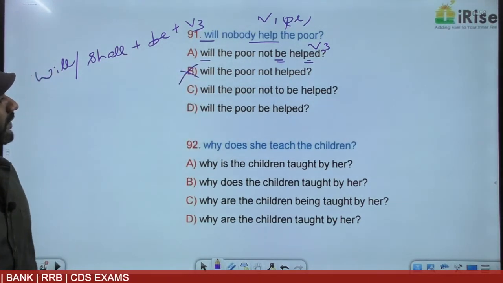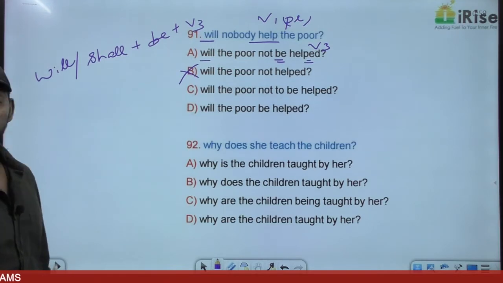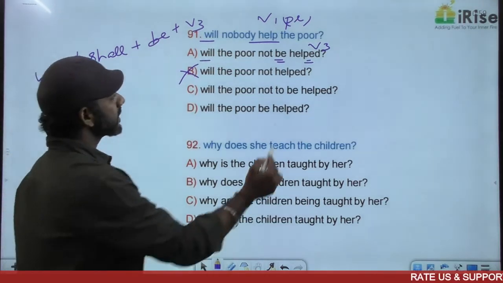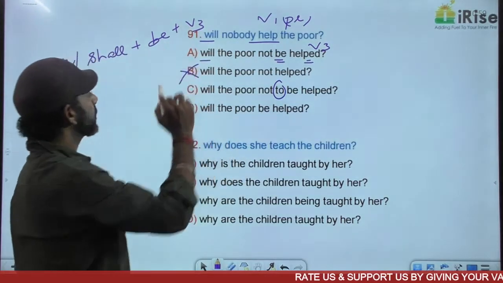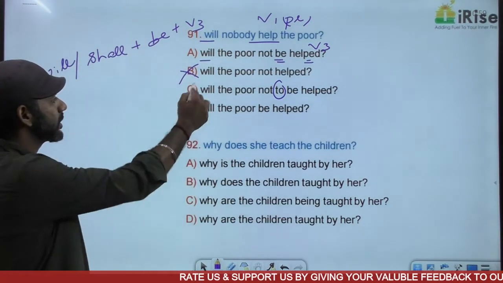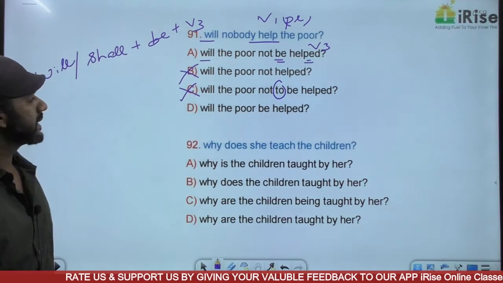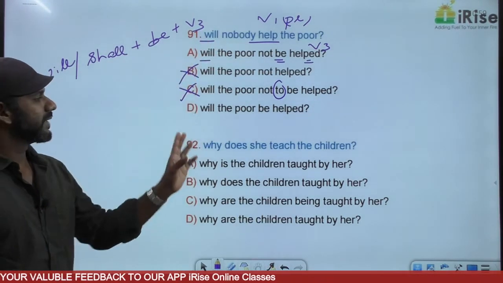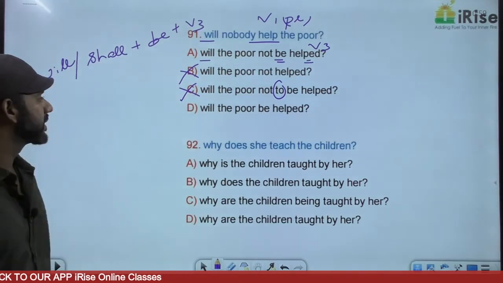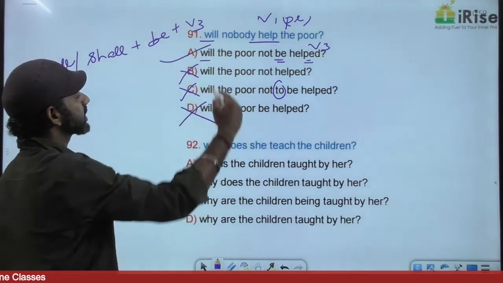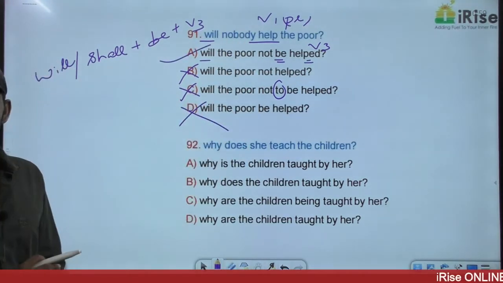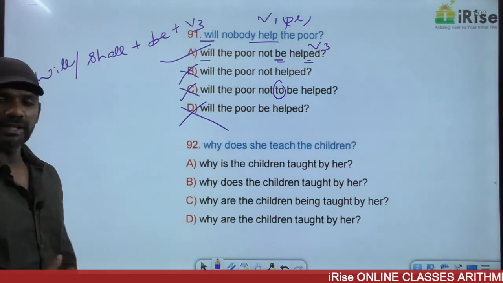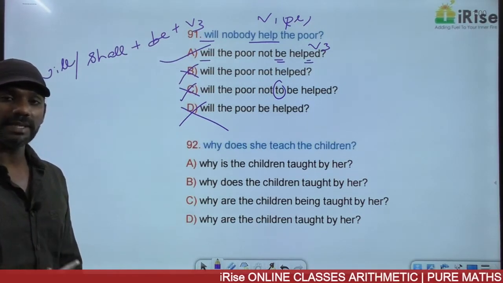Come to C. Will the poor not to be helped? What is extra here? To is extra here, which is not in the structure of simple future in the passive voice. Eliminated. Come to D. Will the poor be helped? Will nobody help the poor? Will the poor be helped? The exactly opposite meaning. D is eliminated. The answer is A. Will the poor not be helped? Will the poor not be helped means will the poor not be helped by anybody.